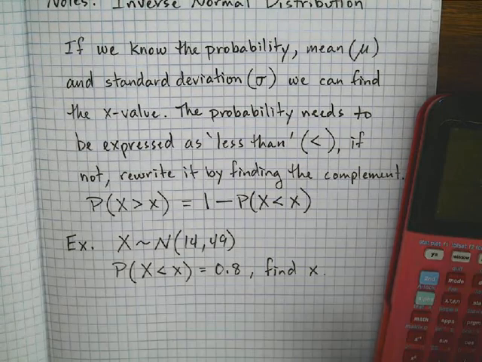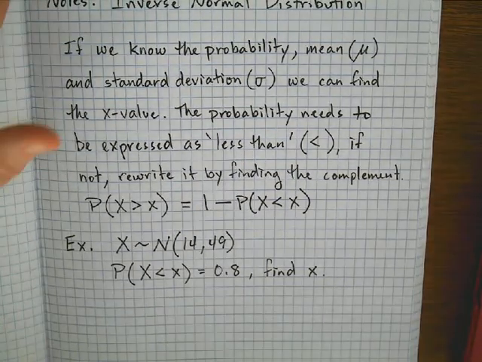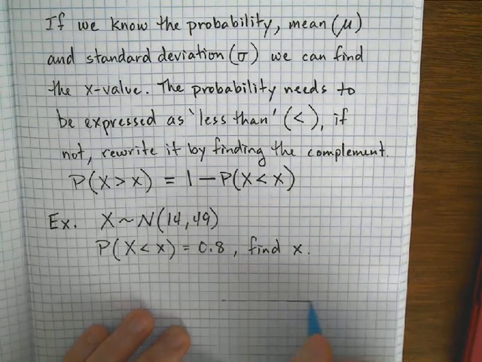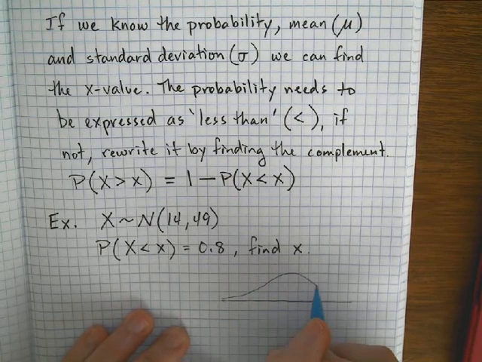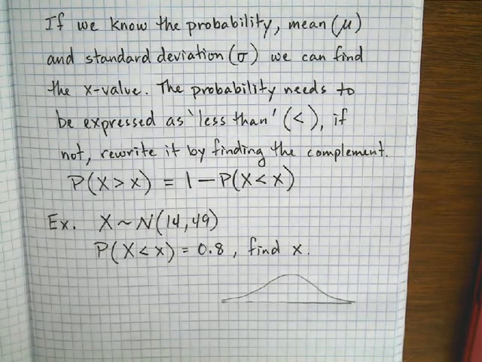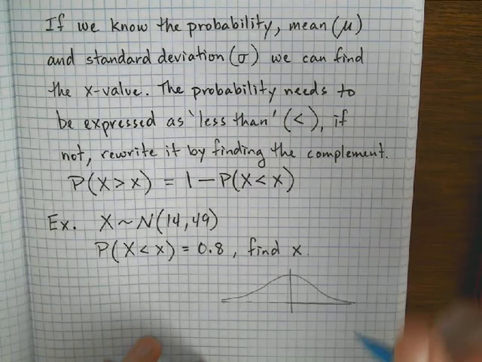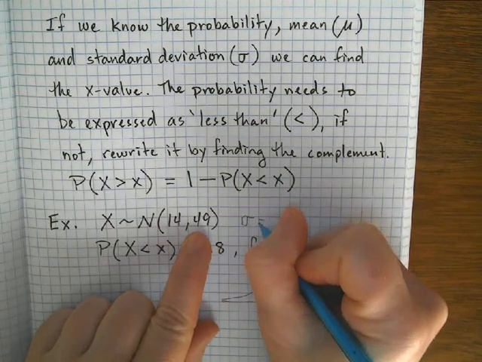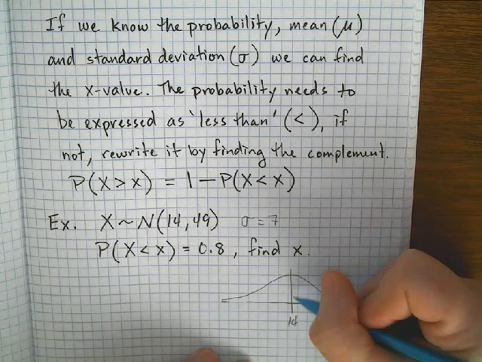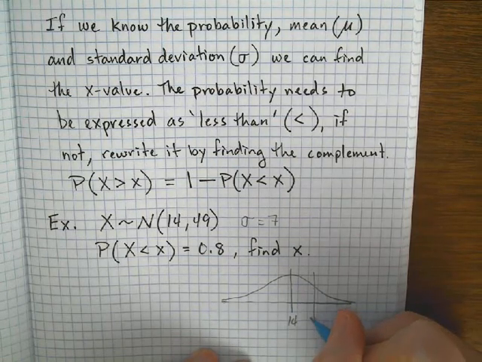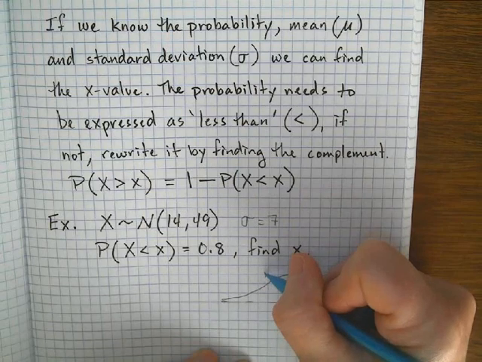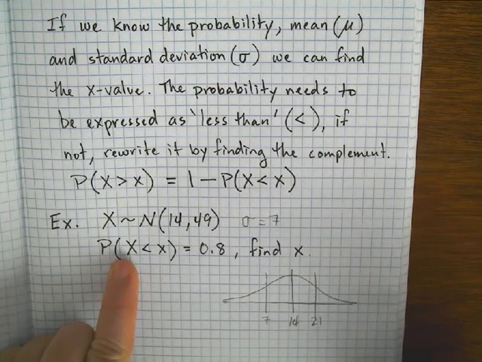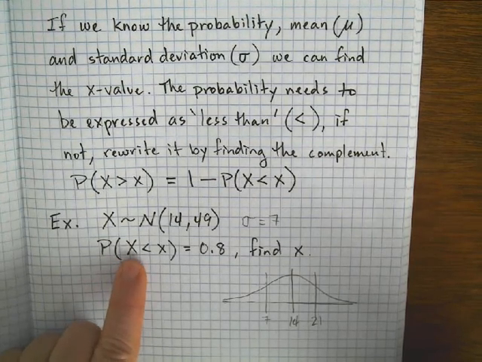So first of all, I'm going to make a little sketch of what's going on here. If I make my normal distribution curve, a little bell-shaped curve, any bell-shaped curve will do, I know that my mean right here in the middle is 14. I know my standard deviation is the square root of 49, so my standard deviation is equal to 7. So if I add 7 to that, that would give me 21, and if I subtract 7 from that, that would give me 7.